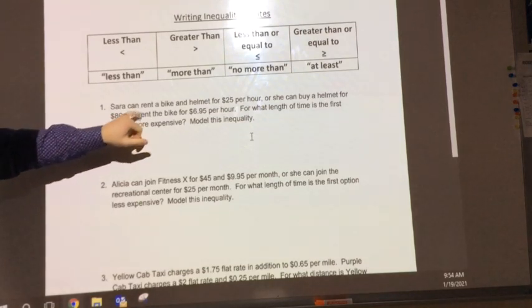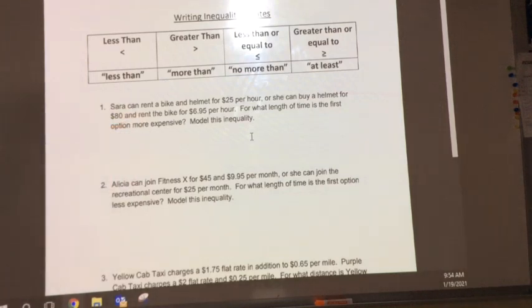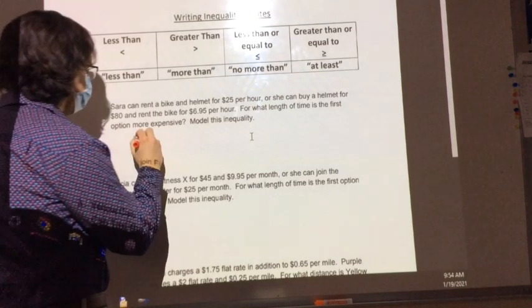So for number one, Sarah can rent a bike and helmet for $25 per hour, or she can buy a helmet for $80 and rent the bike for $6.95 per hour. For what length of time is the first option more expensive? Model this inequality. Okay, so I've got two equations here. So I'll agree with that. Can somebody tell me what one of those equations is? I just want to know what one of them is. Reed, give me one. 25x.